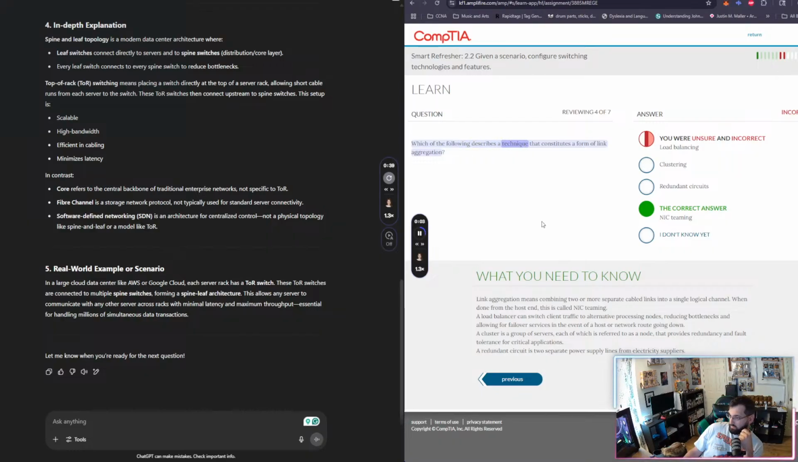Which of the following describes a technique that constitutes a form of link aggregation? Oh, I even defined what that was when I did it. I was like, it can't be NIC teaming. NIC teaming is when they come together, aggregating together in order to link together. I'm stupid. Link aggregation means combining two or more separate cabled links into a single logical channel. When done from the host end, this is called NIC teaming. Yes. Okay. Let's solidify this in my brain here.